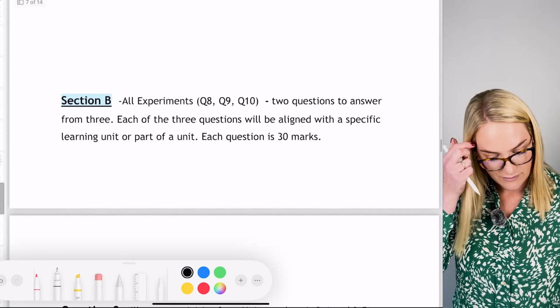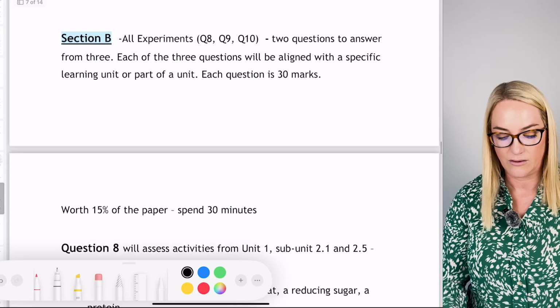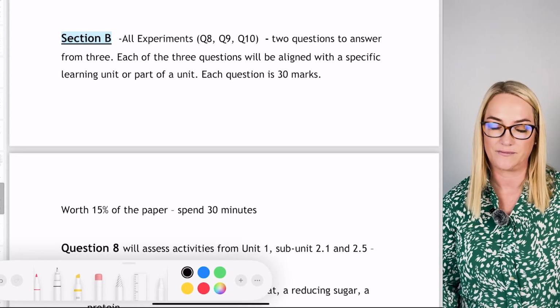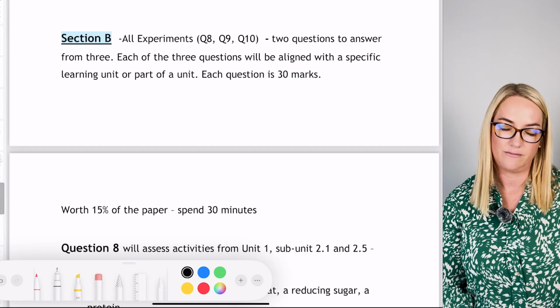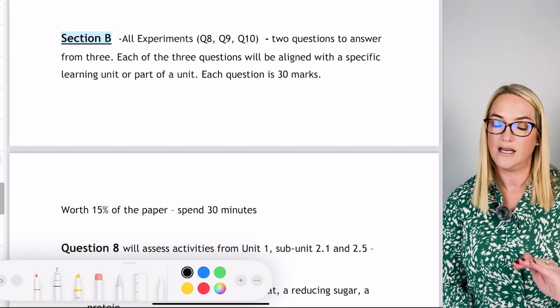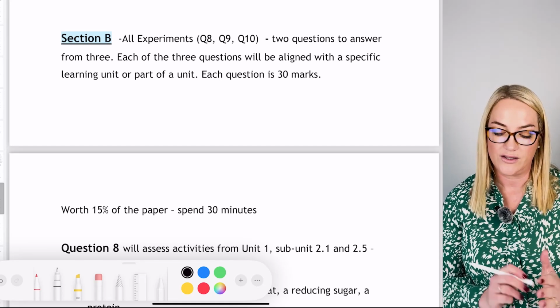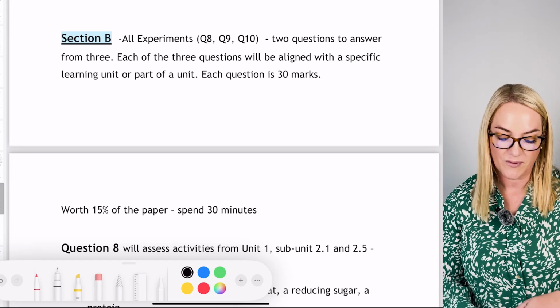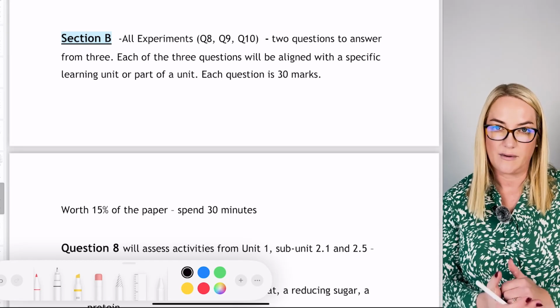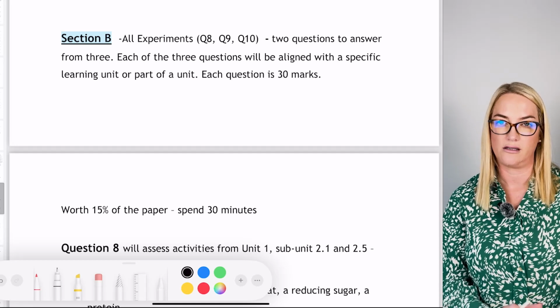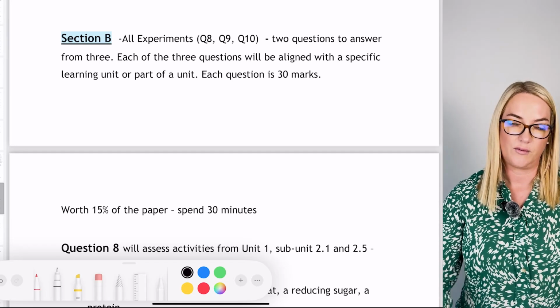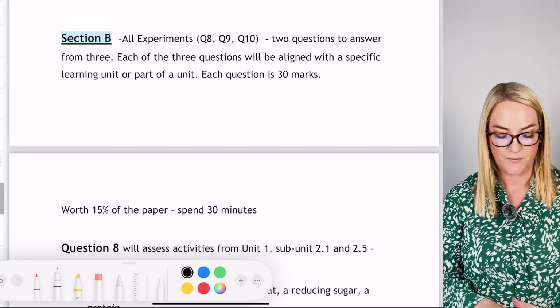Section B is all our experiments, questions 8, 9, and 10. You are asked to answer 2 questions from section B. Some of you will answer 3, that's perfectly fine. This is worth 15% of the paper. Again, I would advise students no more than 30 minutes on this section. So you should be nearly an hour into your paper at this stage.